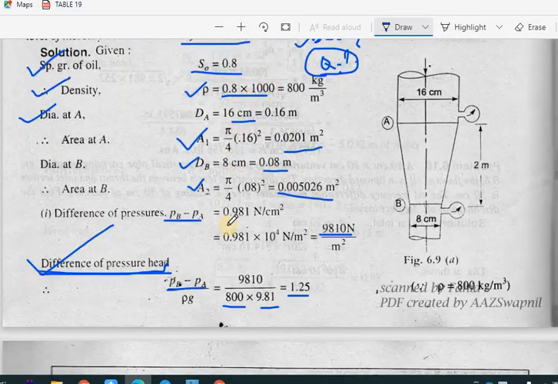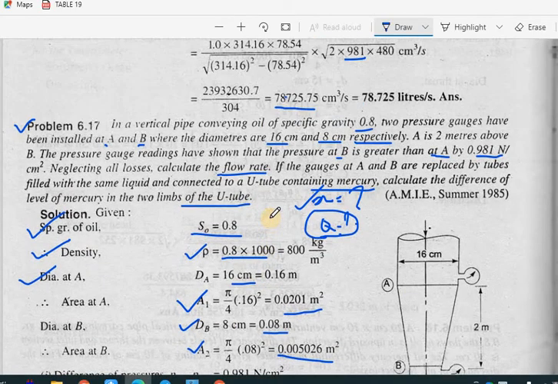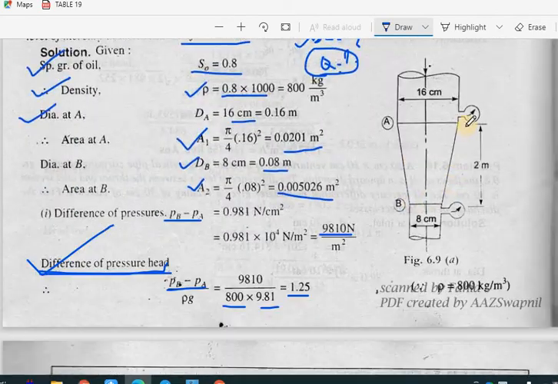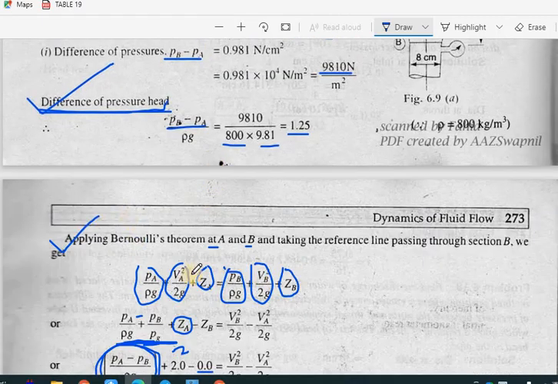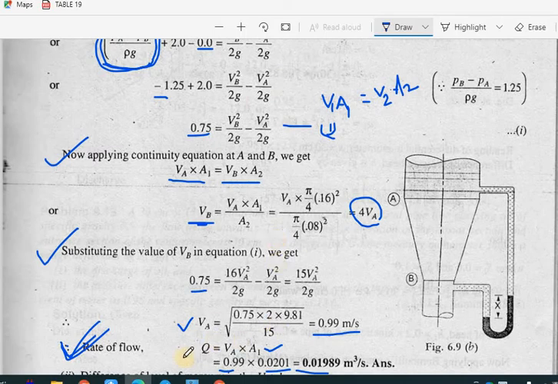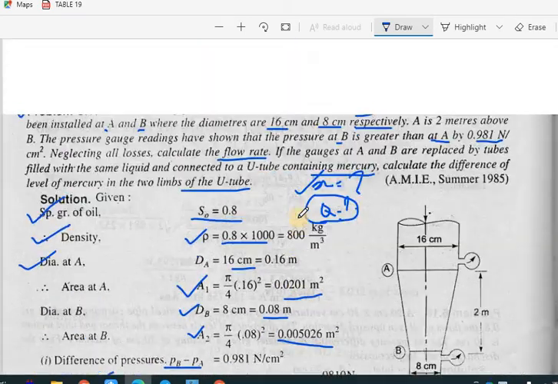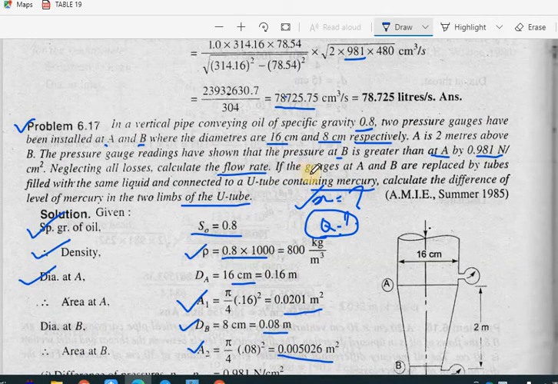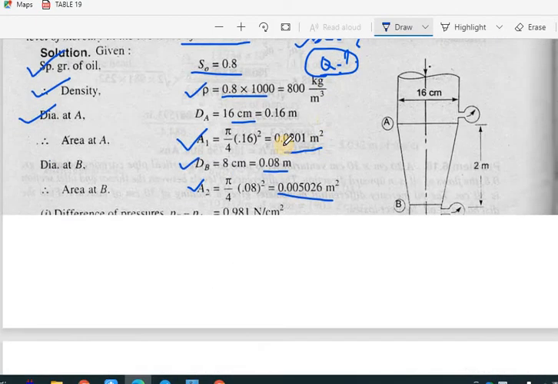That is why we have used this formula, and it was clearly mentioned that in point A and point B, the gauges are being provided, not your manometer. So whenever it says that gauges are provided, we need to use Bernoulli's theorem between the 2 points, and use this method only. We need to use the continuity equation, and then put the discharge formula as VA into A1. After that, in this case 2, it is saying that these gauges have been replaced by your U-tube manometer.